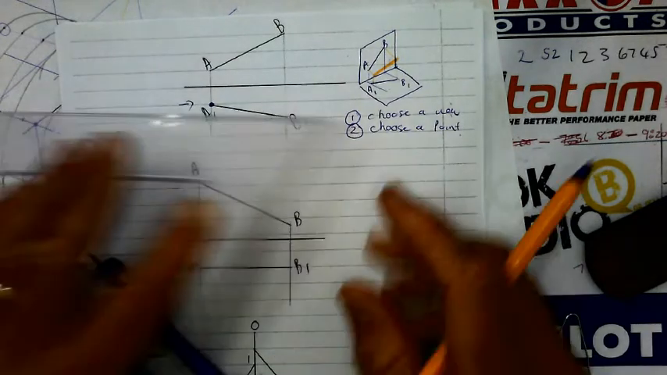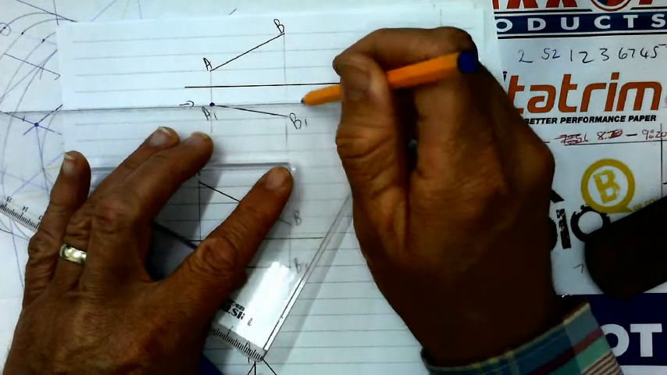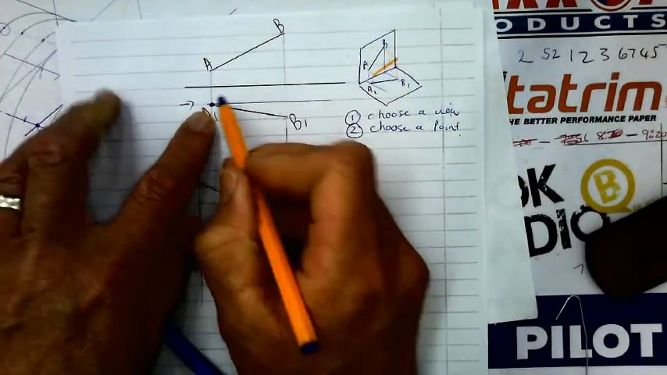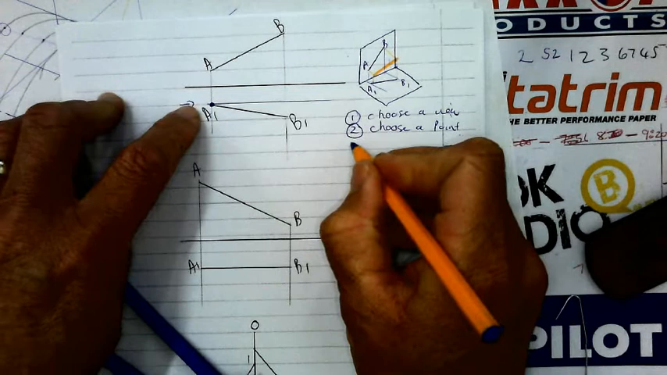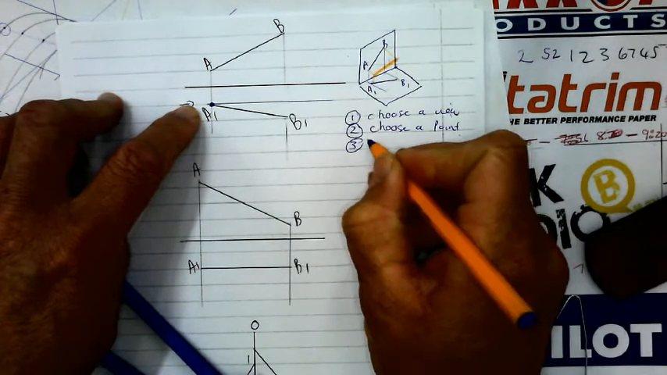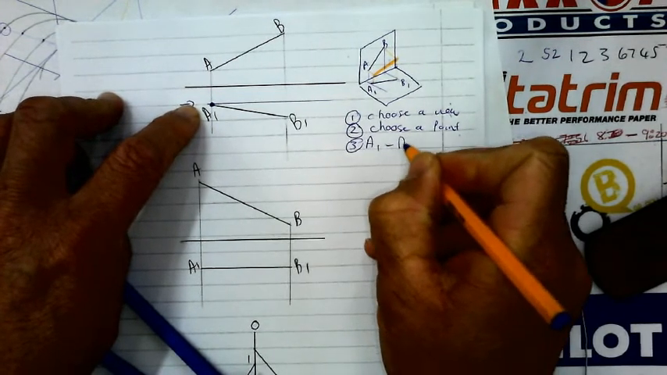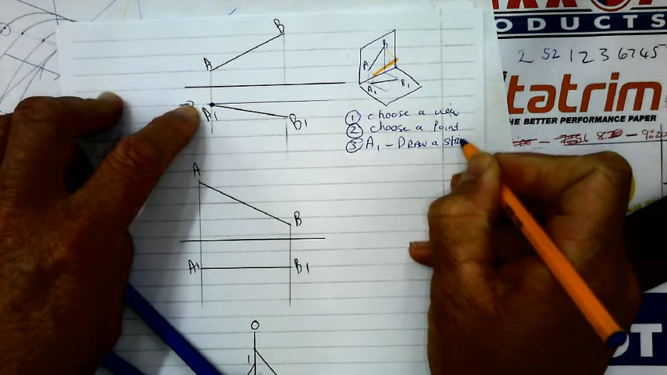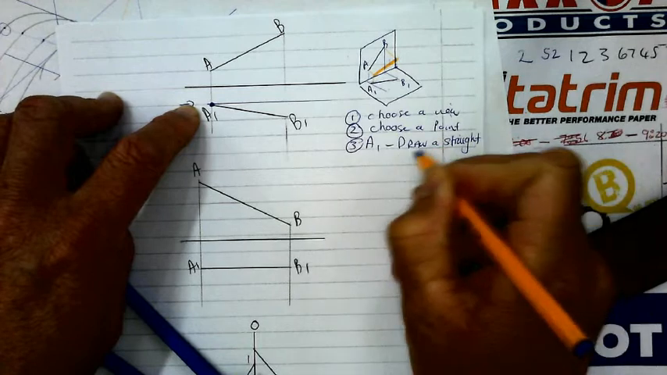And so, wherever you've chosen a point, so I've chosen A1, draw a straight line from that point.